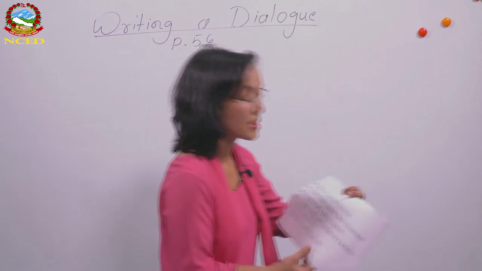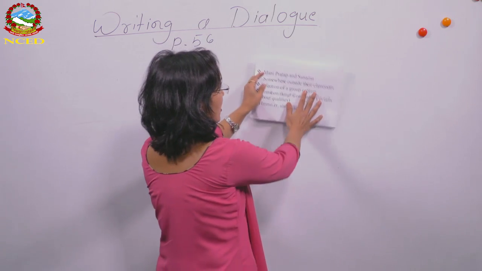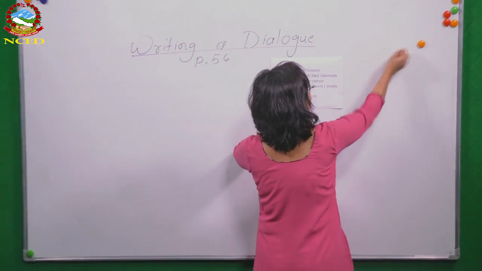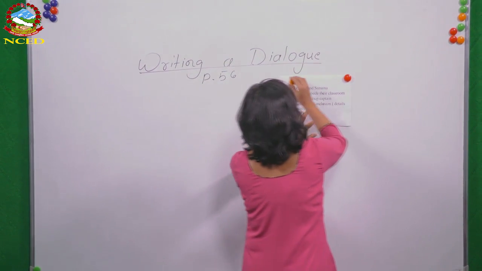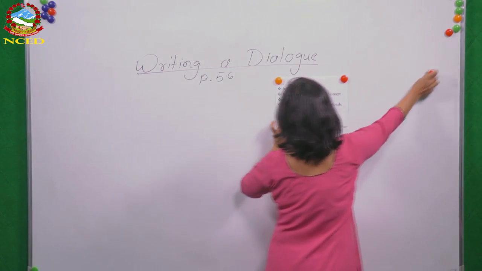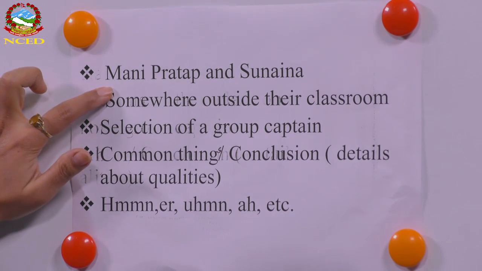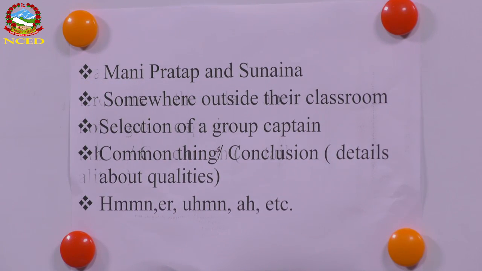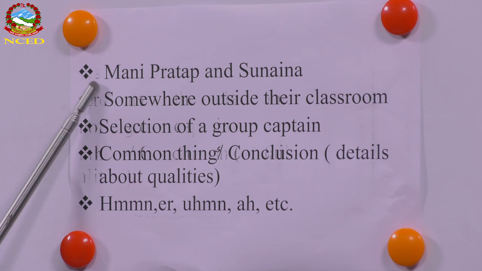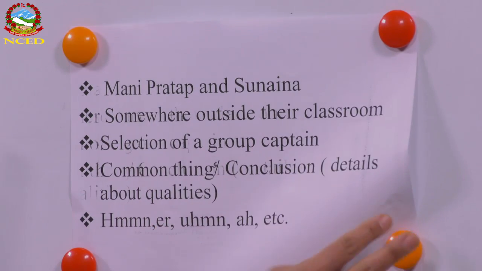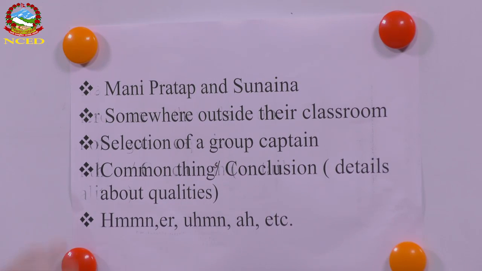Now, I hope that you got some ideas about what the qualities are. I have collected here some points that would help you to guess the elements that are found in a dialogue. Can you guess what they are? So first, Mani Pratap and Sunena. Is that clear? Mani Pratap, Sunena, this is one element. Please start guessing. What are the elements? We have 5 elements, so 5 points here. Please go through the points.